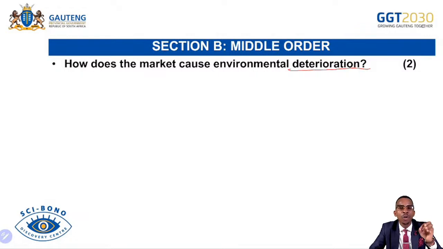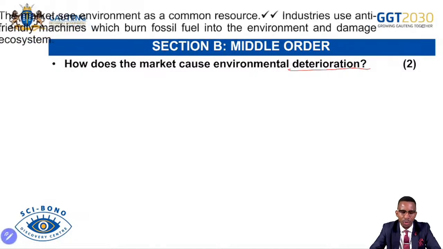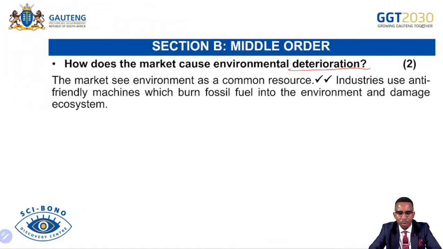So, the market in this case causes environmental problems. It degrades the value of the environment because as the market keeps on producing more goods and services, it will be burning more fossil fuels, which will further degrade the environment. So let's look at the answer. The market sees the environment as a common resource. Industries use environment-unfriendly machines which burn fossil fuel into the environment and damage the ecosystem.